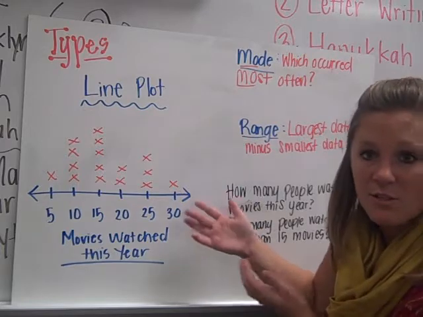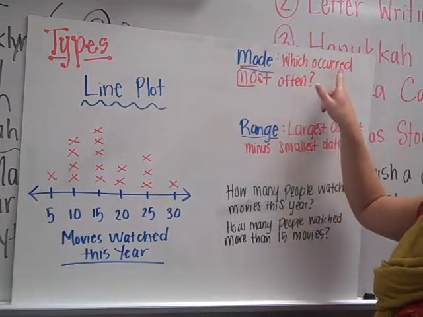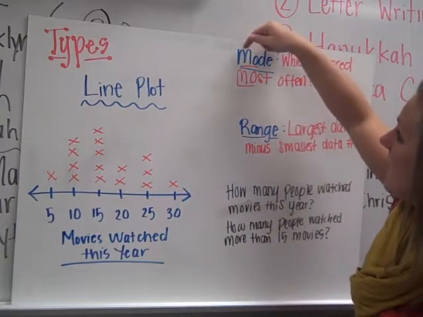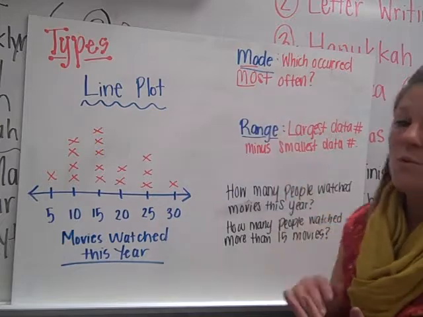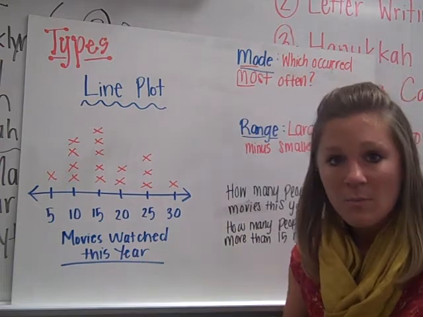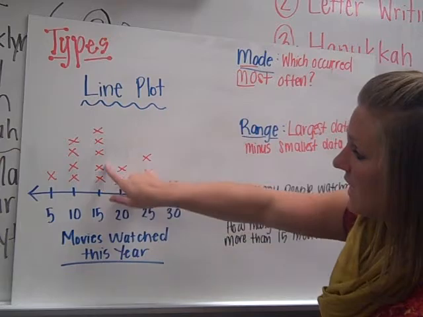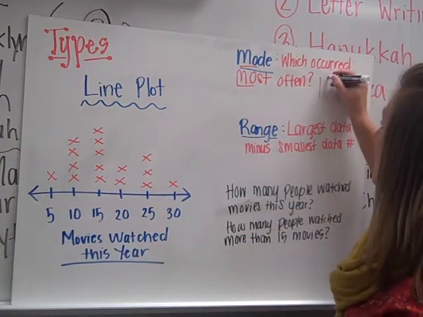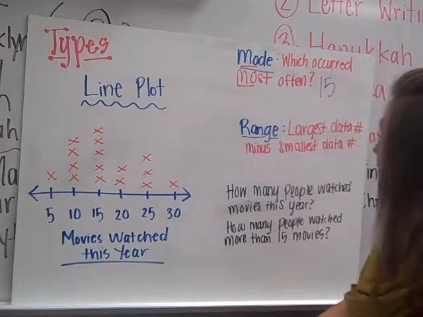Okay, questions we can answer looking at this data would be mode. The word mode wants you to figure out which occurred most often, and an easy way to kind of remember it is the MO in mode sounds like most, MO. So you're looking for which one happened most. So how many movies did most people already watch this year? Well, if I look at my data, I see that 15 has the most X's. So in this case, the mode would be 15. Most people watched at least 15 movies so far this year.